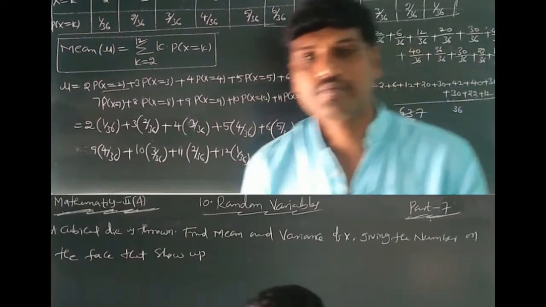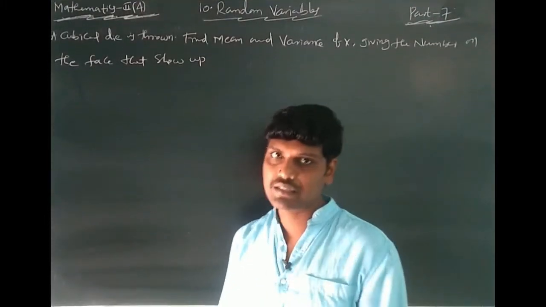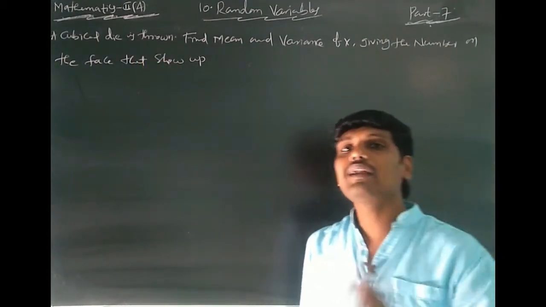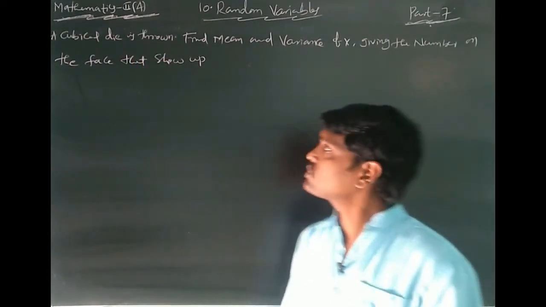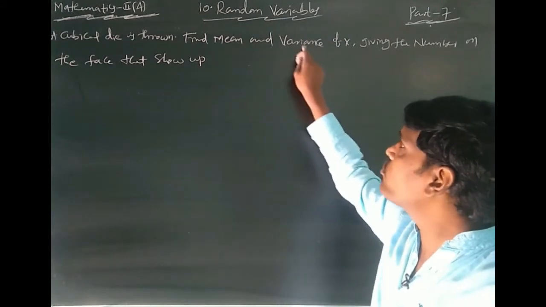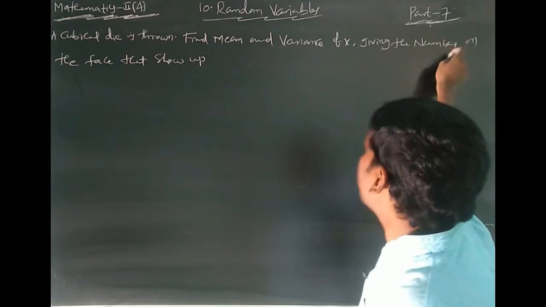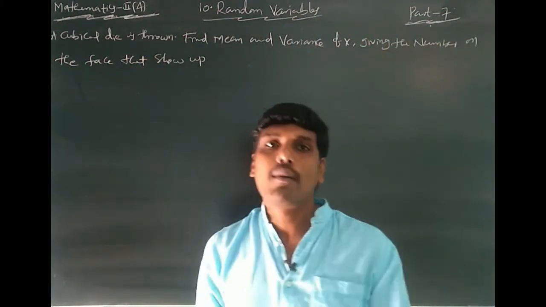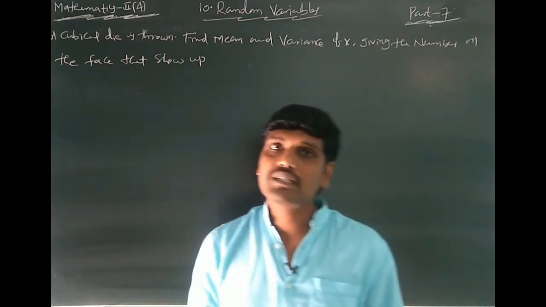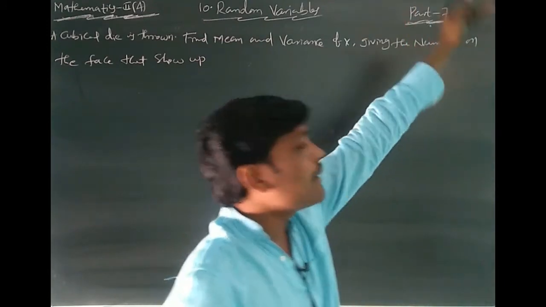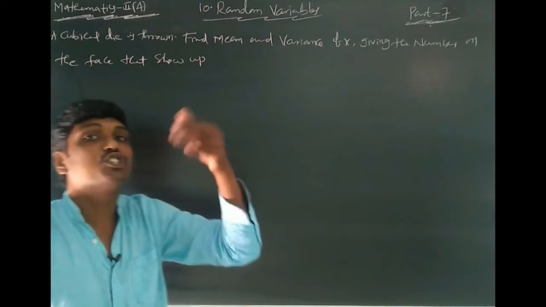Next, today's assignment problem or homework problem: a cubical die is thrown. A cubical dice is thrown. Only one dice is thrown. Find the mean and variance of X, giving the number on the face that shows up. Here X is the probability function; the table is not given, but the condition is given: the number on the face that shows up.